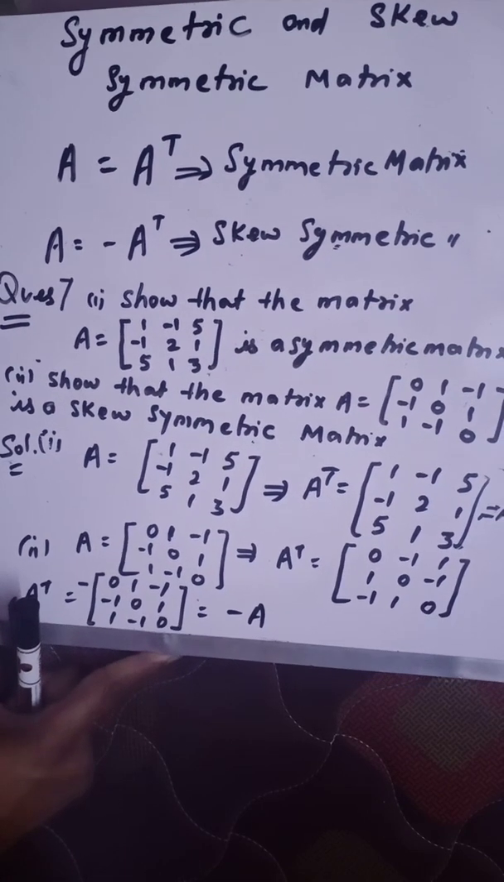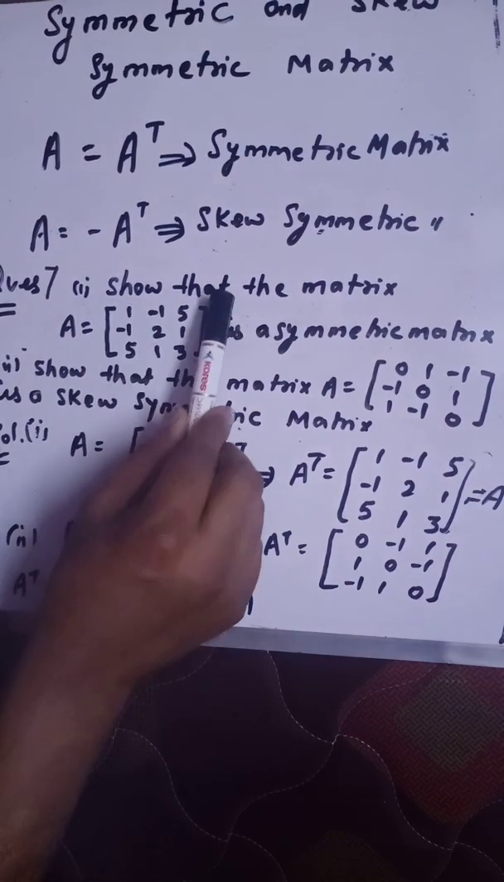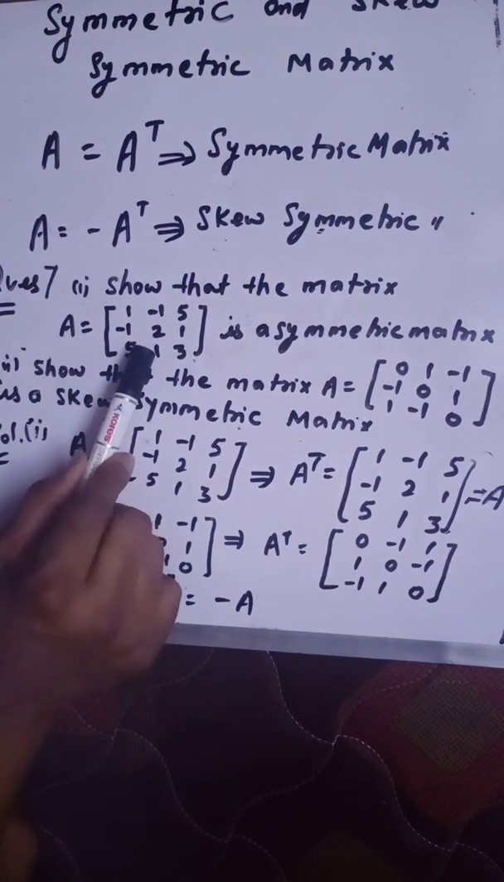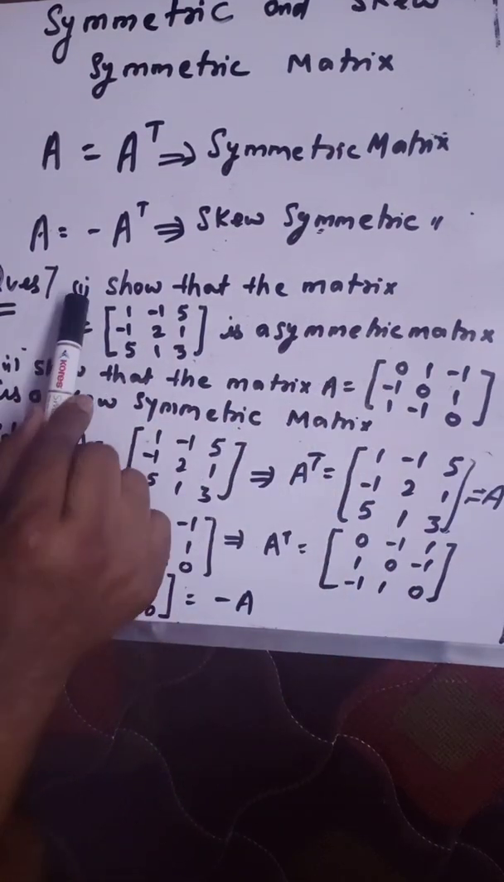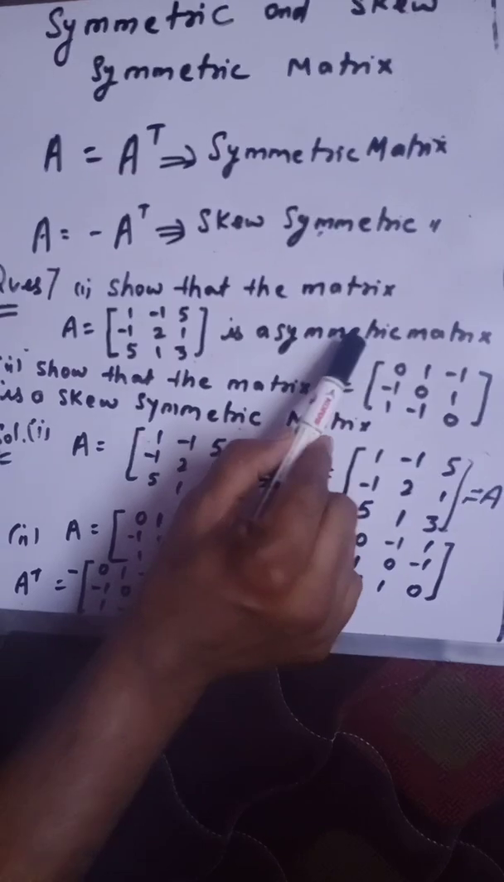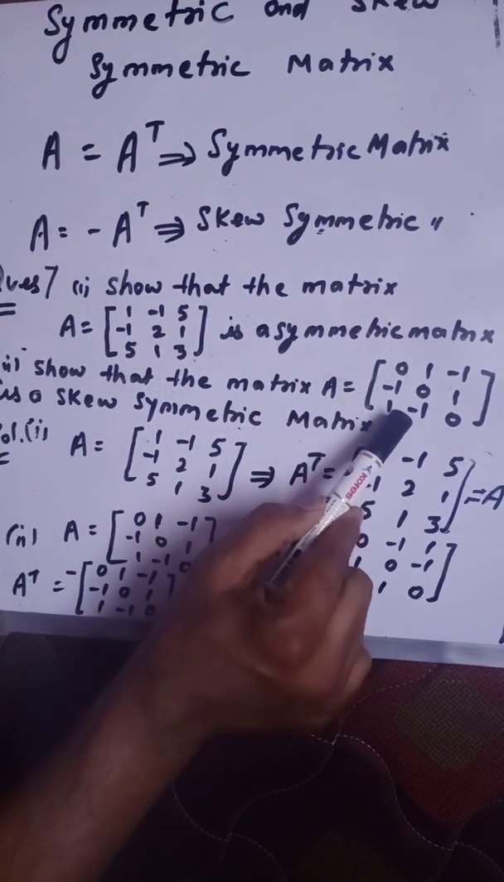After that, see question number 7 of your NCERT, exercise 3.3. Show that the matrix, A matrix is given to you, is a symmetric matrix. In the first part we have to prove that A is a symmetric matrix, and in the second part we have to show that A is a skew symmetric matrix.